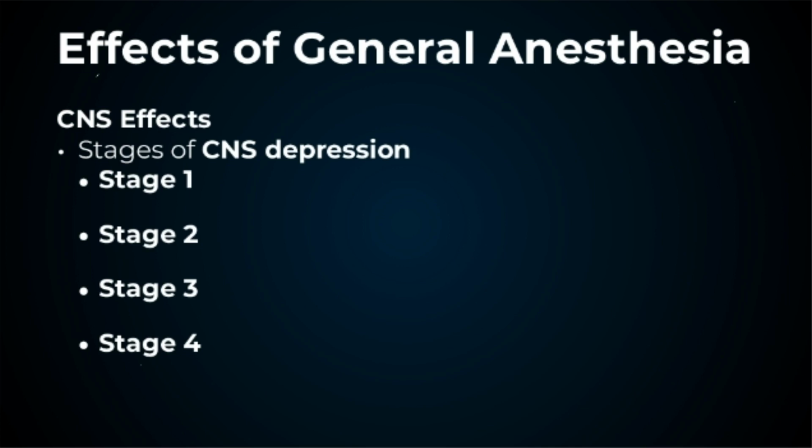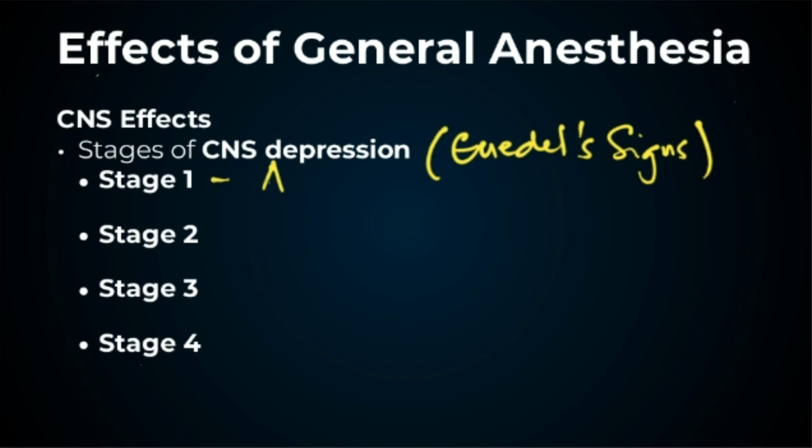We also have stages of CNS depression. Because we understand that general anesthesia generally causes depression of the central nervous system, there are actually stages of anesthesia, or stages of increasing depth of CNS depression. These are what you call the Guedel signs. Stage 1 is the stage of analgesia. Initially, there is analgesia without amnesia, but later on, amnesia develops in stage 1.